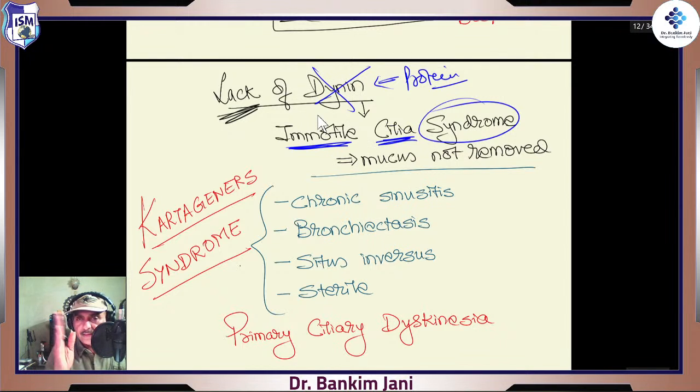As we said, cilia move like this, but now they are not moving. That means what? Their function was taking the secretions further. Now that secretion will not be removed. It means that secretion will remain there only. It is present in the respiratory system, right? So every time our sinuses keep on releasing, keep on clearing the mucosa.